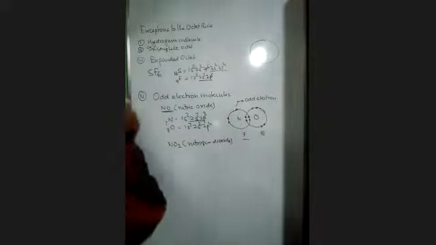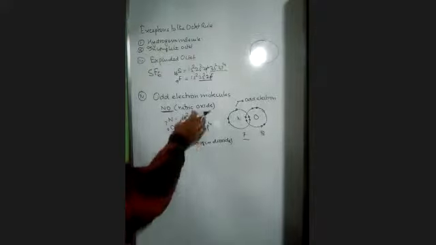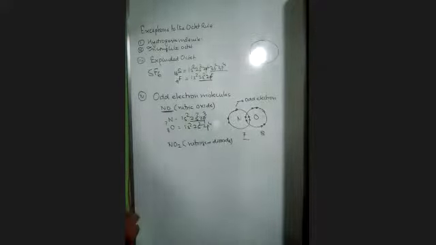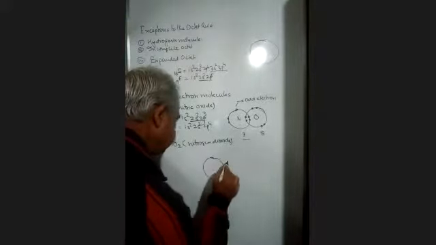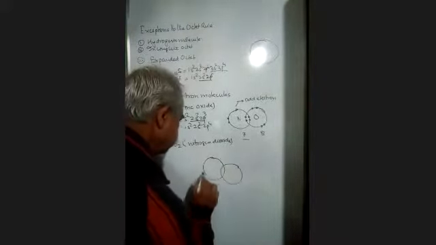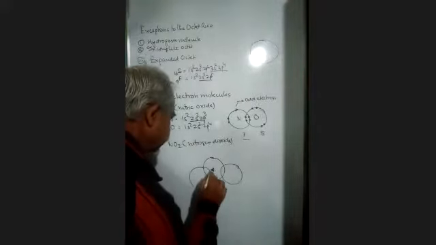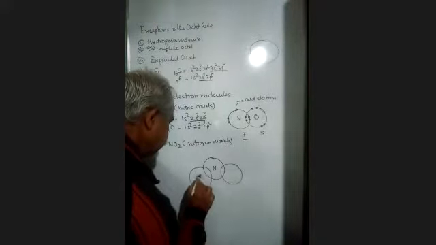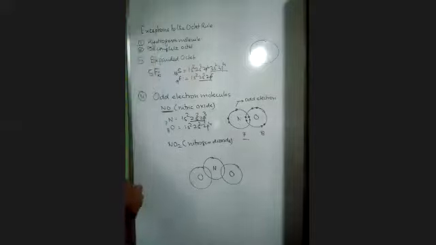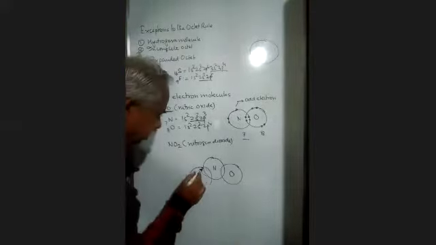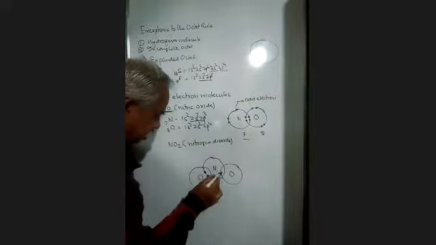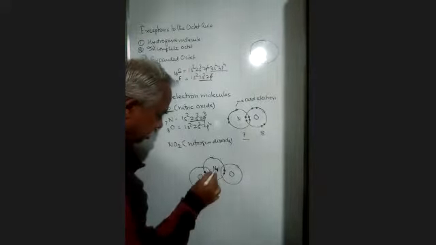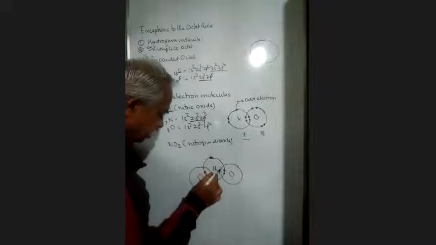Nitrogen dioxide. So I'll write it right now. This is nitrogen, this is oxygen, this is oxygen. Okay? See here, in this case, nitrogen.